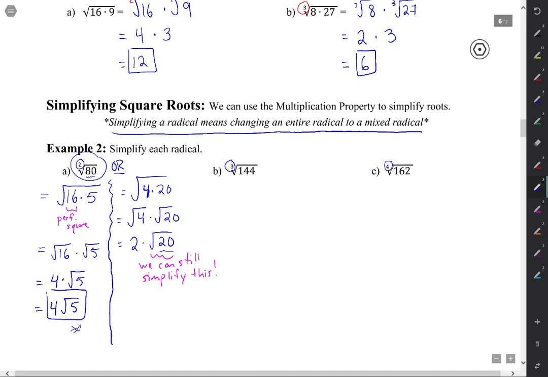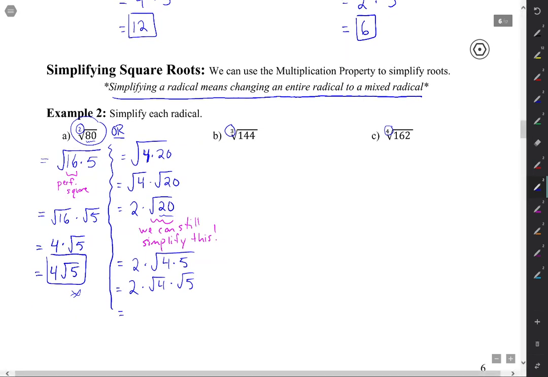So let's think of another perfect square that divides into 20. Well, we could split that up into 4 times 5, because 4 times 5 is 20. And then we can apply that multiplication property again. So we would have 2 times the root of 4 times the root of 5. And we know the square root of 4 is 2. So we're going to have 2 times the root of 5. And if we multiply these two together here, we get 4 root 5, which is the exact same answer as we had in the first method we used. So I'm just going to put here, same answer.